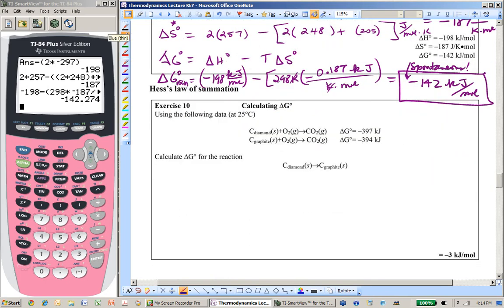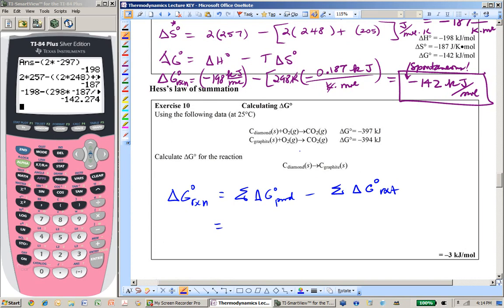What else are they going to do to me? Now we want to just calculate delta G. So, well, this is easier. It should have come before that last one. Using the following data, which is all about delta G's, calculate delta G for the reaction. And it's a pretty simple reaction. So delta G of the reaction is equal to the sum of the delta G naught of the products minus the sum of the delta G naught of the reactants.